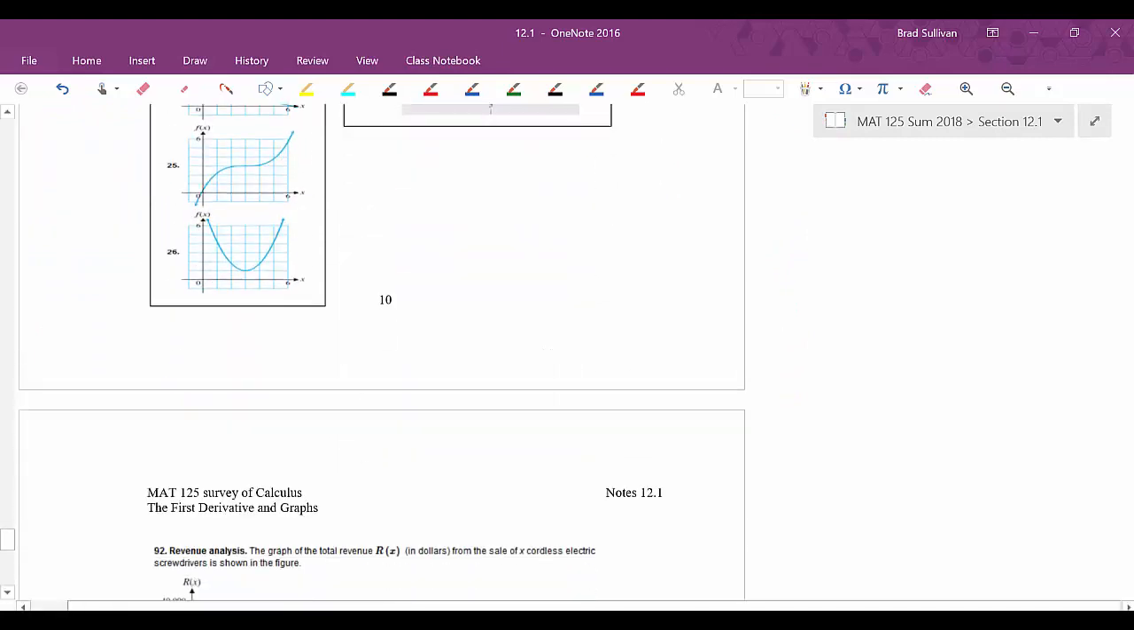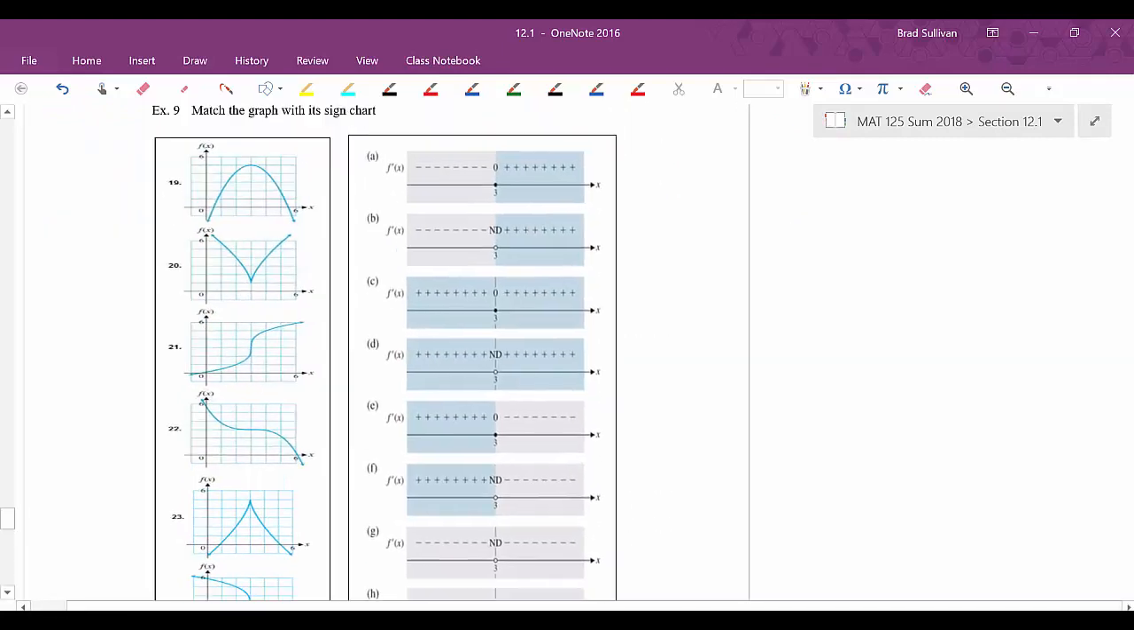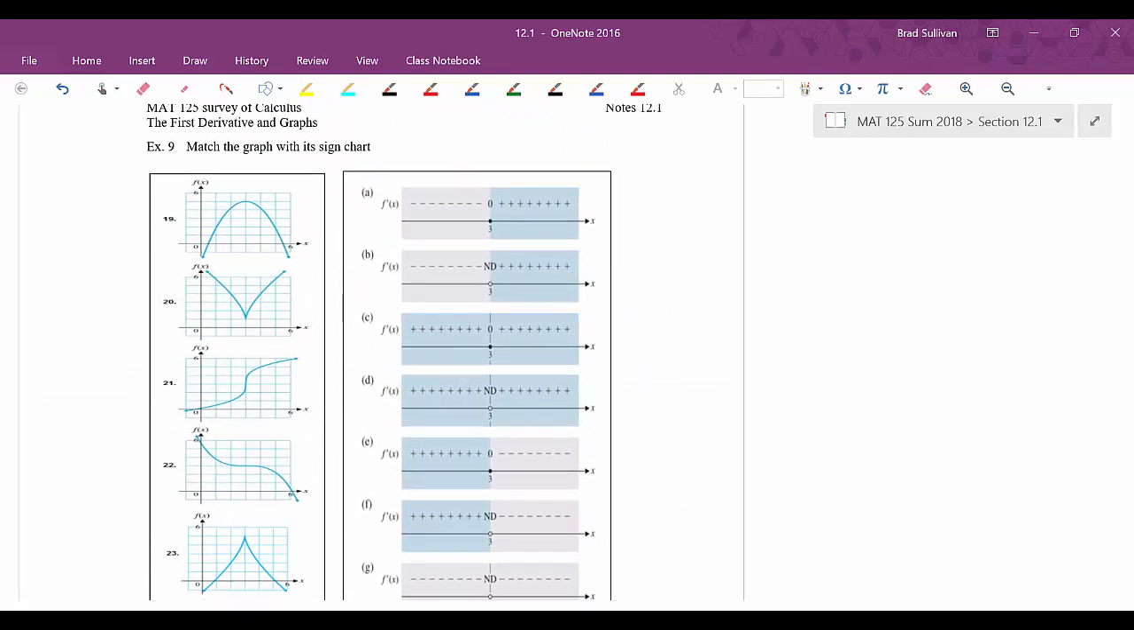Okay, next thing I want you all to do, I'm going to pause this and give you a few minutes. This is pretty important when I'm doing these videos, that you take a little time to do a few problems here and there yourself. Then I'll check to see if you get this right. What you're doing is taking the graph and matching it with its sign chart. We'll look at that.